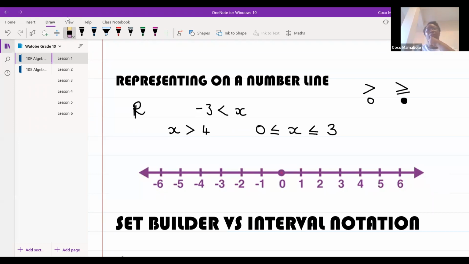Let's think about this one. X needs to be every number in between 0 and 3. Well, I know that there's going to be a straight line between, there's a dot here, there's definitely a dot here, and a dot here at 3.